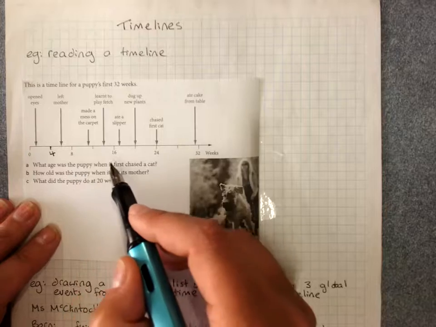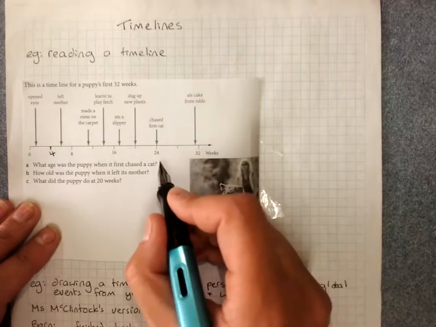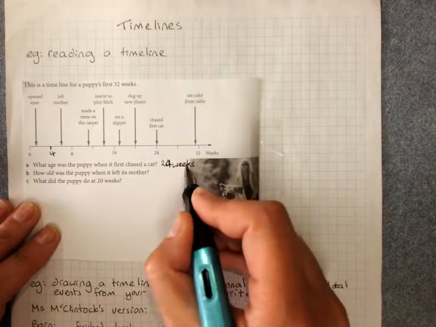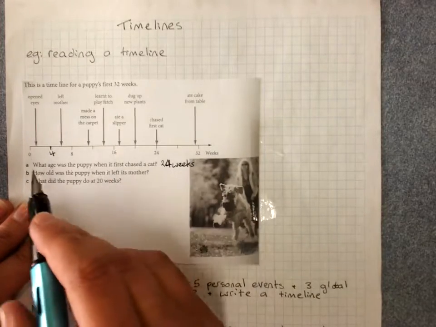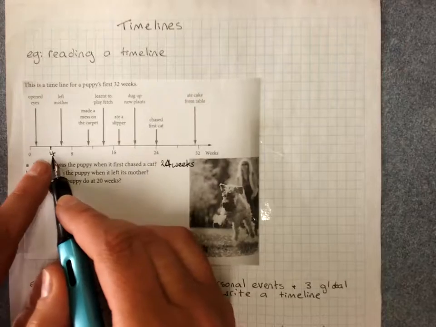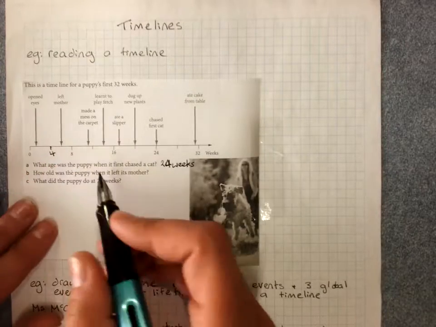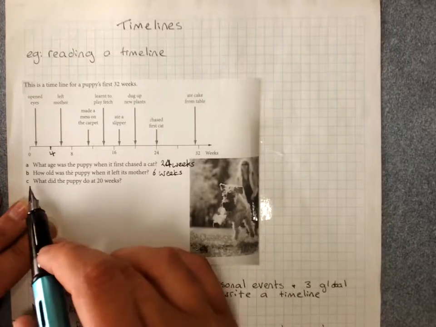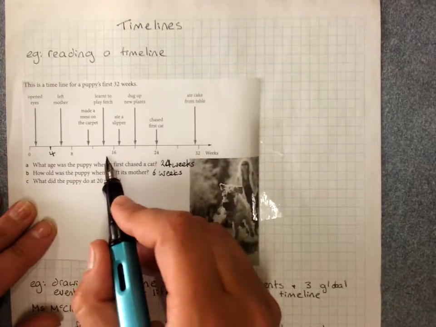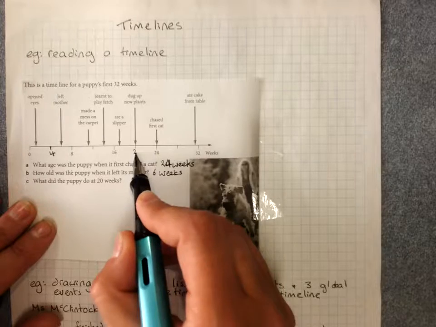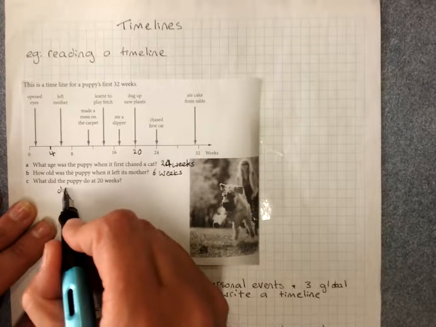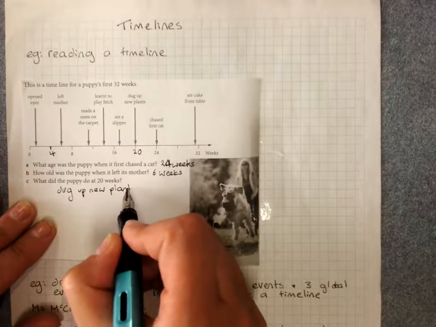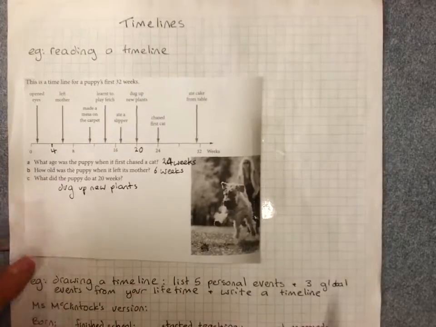What age was the puppy when it first chased a cat? 24 weeks. How old was the puppy when it left its mother? Halfway between 4 weeks and 8 weeks, looks like that's right on 6 weeks. And what did it do at 20 weeks? Well, we know this is 16, so that's 20. Okay, so it dug up the new plants. So reading a timeline is pretty easy.